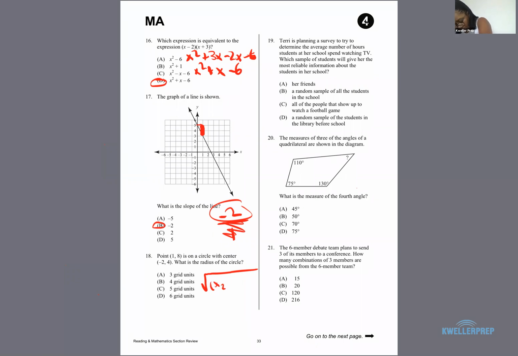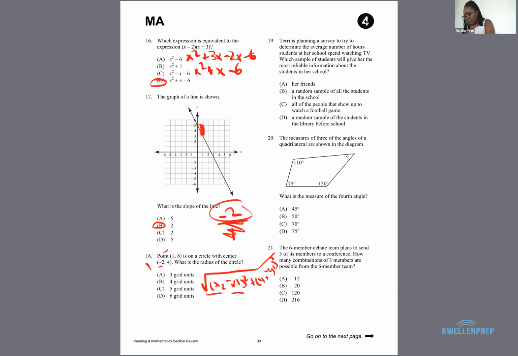x2 minus x1 squared plus y2 minus y1 squared. Sorry, that's all under the same square root. So when you plug in the values from the points given, and this is good to know, whatever coordinates you use as x2 and x1, it doesn't really matter. This can be x1, the -2, or this can be x1. But what matters is that you stay consistent.